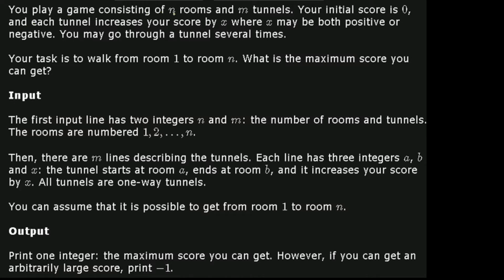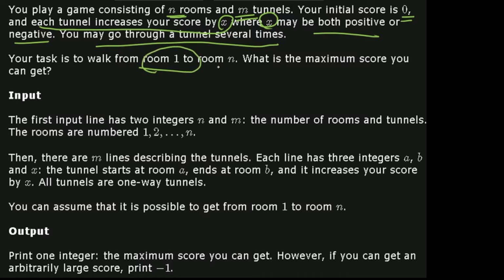You play a game consisting of n rooms and m tunnels. Your initial score is 0. Each tunnel increases your score by x, where x may be either positive or negative. You may go through a tunnel any number of times. Your task is to walk from room number 1 to room number n. What is the maximum score you can accumulate?